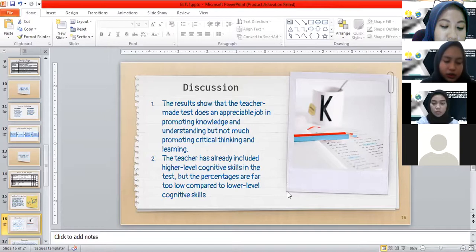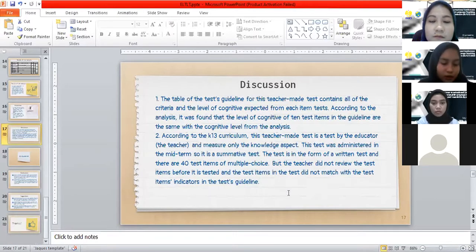And also the teacher made the test guideline along with the teacher made test, but according to the analysis, it was found that the cognitive level of 10 test items in the guideline are the same as the cognitive level from the analysis, while the cognitive level of 13 test items are not the same as the analysis. And also, the teacher made the test with the test guideline, key answers, and the score for each item.